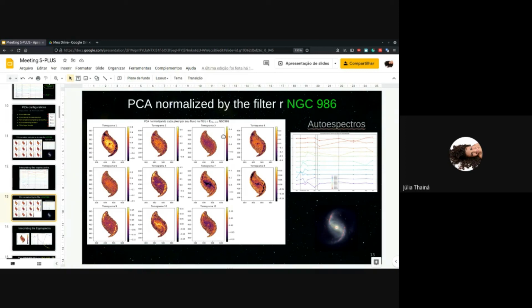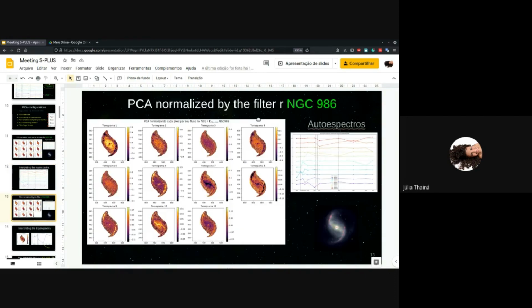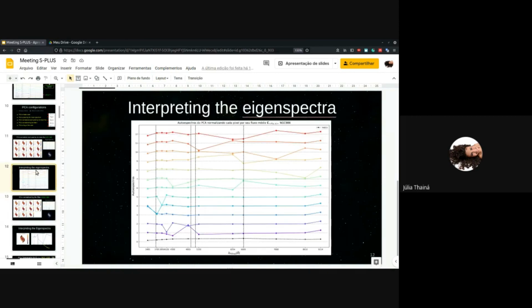The first have the most variance. Yeah, they have more variance, but here we can't make the interpretation. Then we can just see like this one. I don't know, I don't know how to make this interpretation.